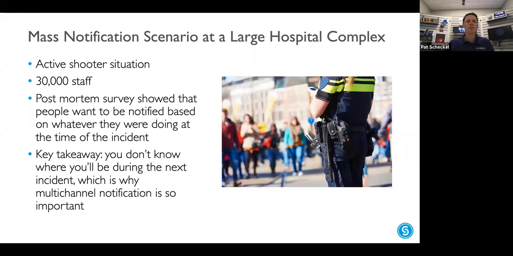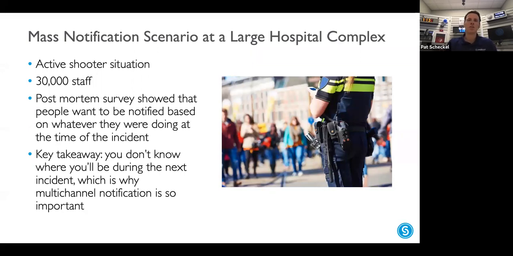And the takeaway is that you don't know what you're going to be doing the next time there's an incident, whether that's active shooter or severe weather or whatever it is. So sending to all the different communication methods that are available to you will increase the speed, the reach, the intrusiveness, which all adds up to more effective notifications. In the end, the reason we send notifications is because we want people to take a certain action. And multi-channel notification, sending to lots of different devices all at once in certain scenarios is very important.